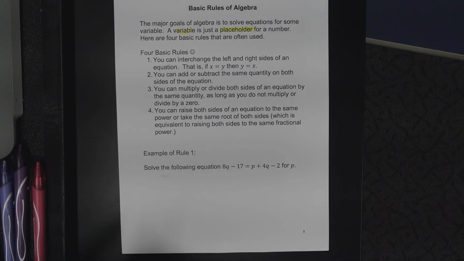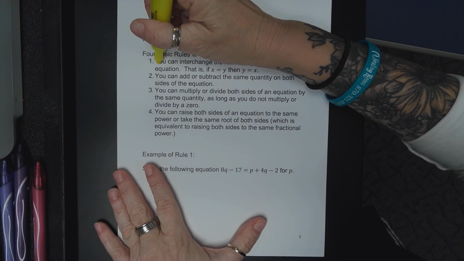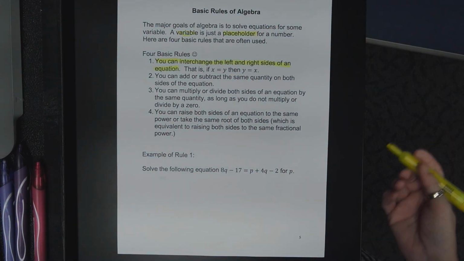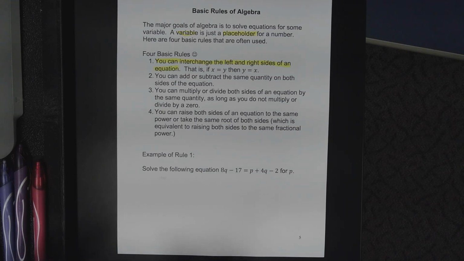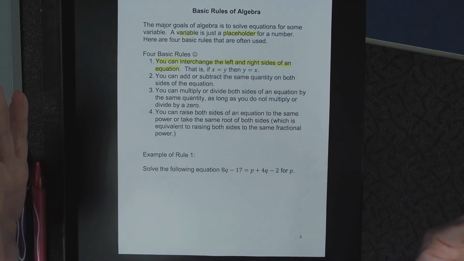So here are some basic rules that we're going to use for this homework that will help it be easier for you. We can interchange the left side and right side of an equation. Okay, that's legal. You can swap them. I like swap better than interchange, but use whatever word you prefer. So if you have X equals Y, it's the same thing if you rewrite it as Y equals X.